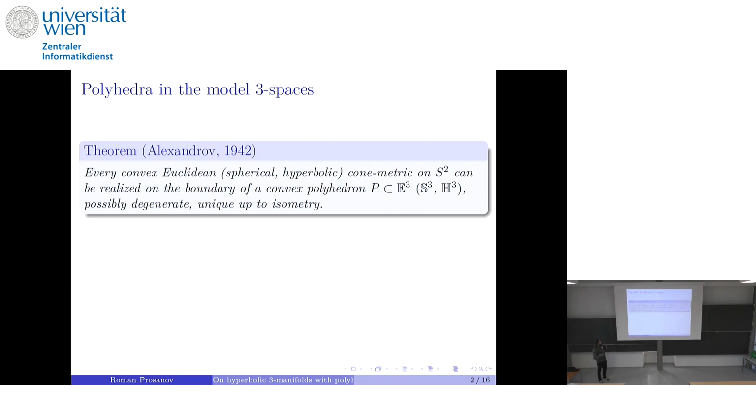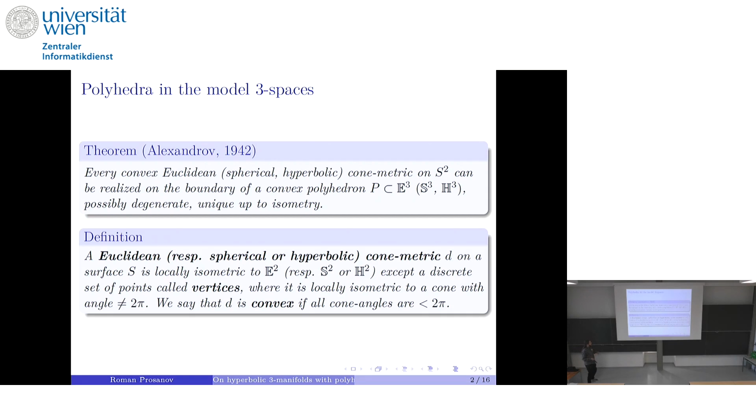So this description is that the induced intrinsic metric on the boundary is what is called a convex Euclidean cone-metric. I will give a definition. A Euclidean cone-metric on a surface is something that is locally isometric to the Euclidean plane, except a discrete set of points. When the surface is compact, this is a finite set of points, which I refer to as vertices. At vertices, the metric is locally isometric to a cone with angle distinct from 2 pi. And we will say that the metric is convex if all cone angles are smaller than 2 pi.